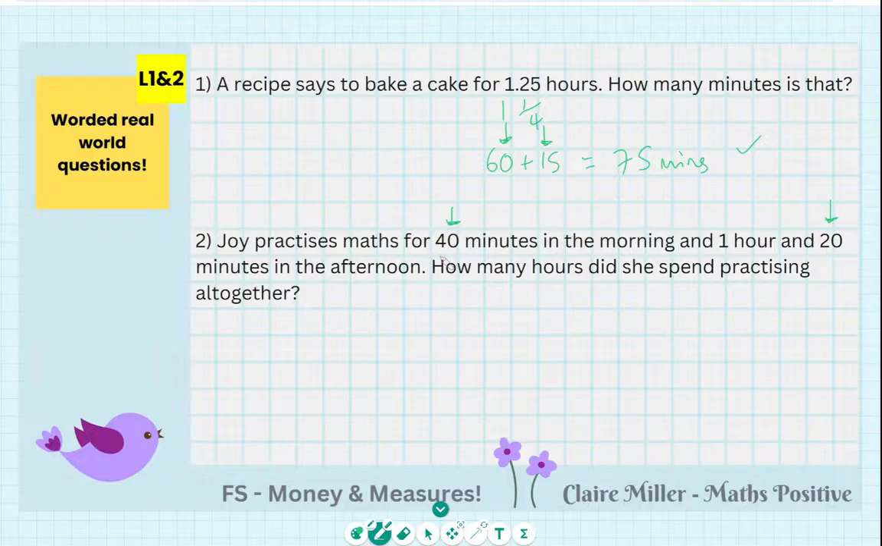But 20 add 40, I know is 60. So we've got 1 hour and we've got an extra 60 minutes. So can we convert all of that into hours now? Well, 60 minutes is just another hour, isn't it? So it's like 1 hour adds another hour. So that's 2 hours. Hopefully that makes sense. Brilliant.